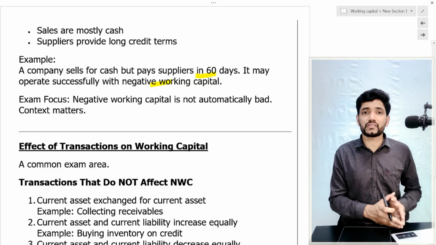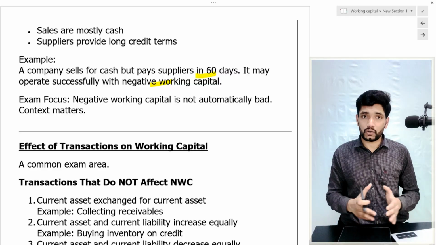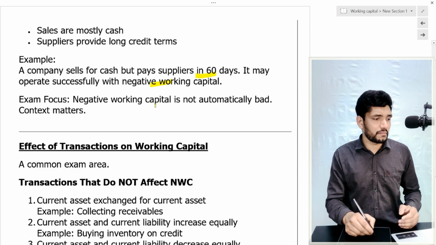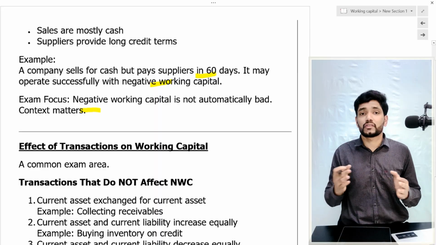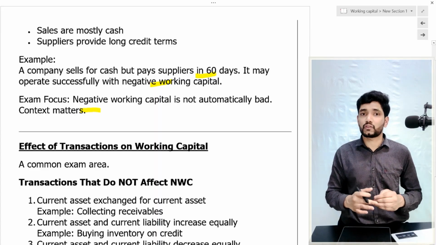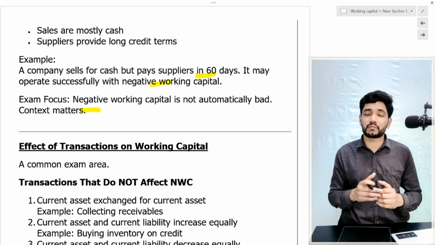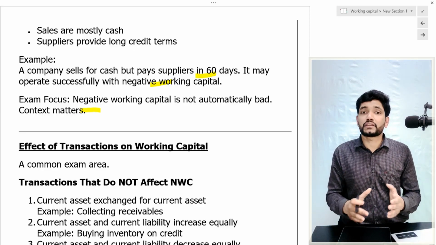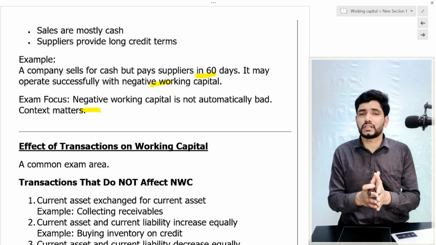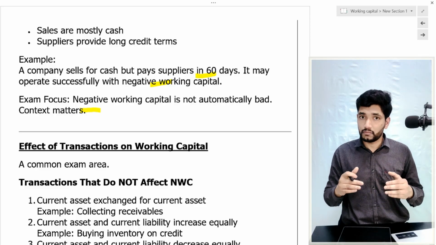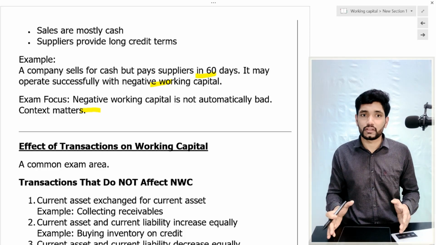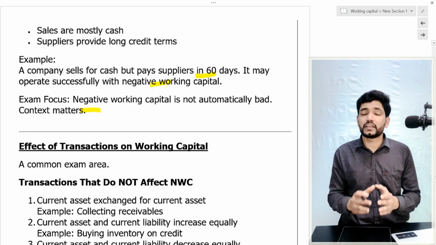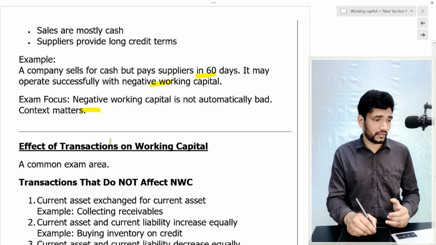In the negative working capital case, our total current assets are less than total current liabilities. Again, negative working capital is not automatically bad. It is based on the context. In some cases, if our business model is suitable for negative working capital, that means we can get credit from the suppliers and we have the ability to sell all goods for cash. In this business case, we can run the business with negative working capital as well. So with negative working capital, don't assume that it is bad. It is based on the context.